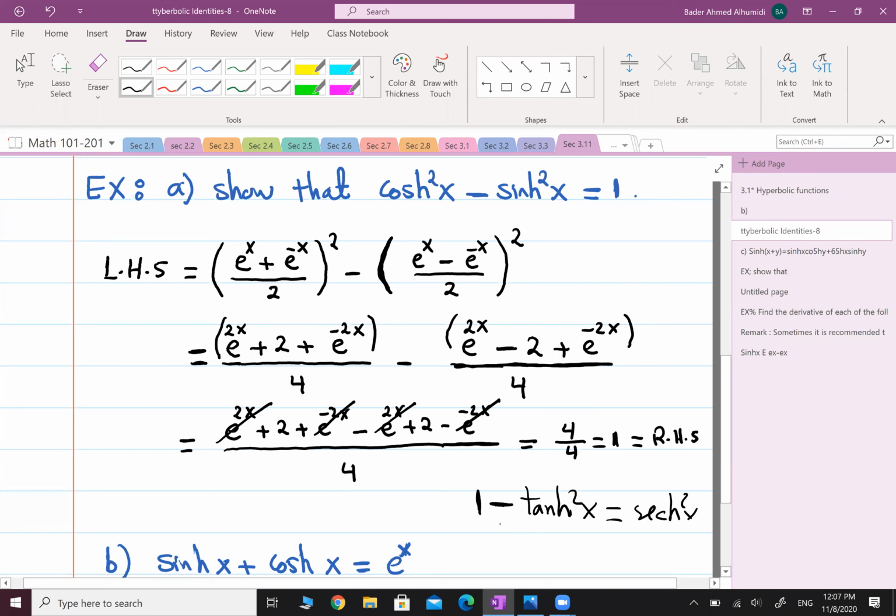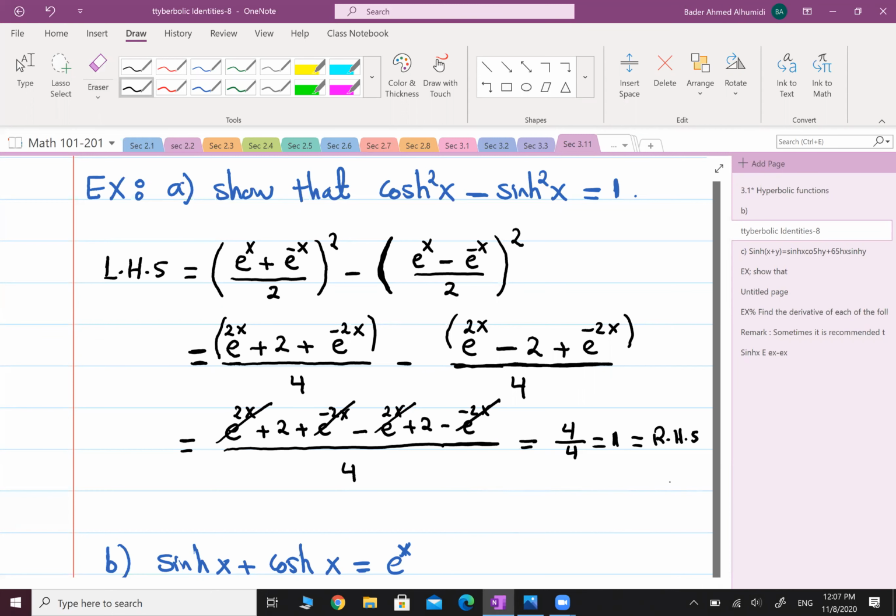This is another identity among the list we have, and this is how to prove it. This is one of them. Of course, in trigonometry we have 1 plus tangent squared equal to secant squared. You should be careful here. So I advise you always to remember this identity. Hyperbolic cosine squared minus hyperbolic sine squared is equal to 1. And then try to remember the other identities.